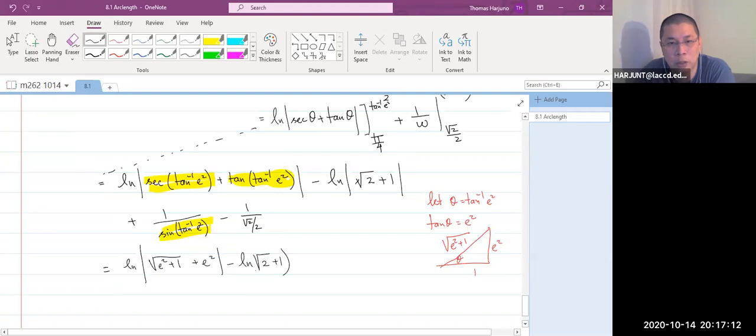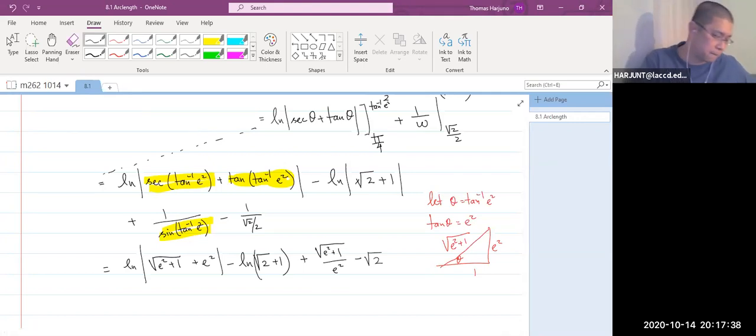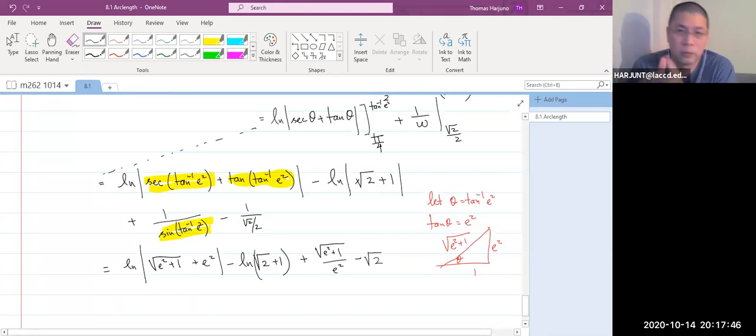I can just use parentheses here because that's a positive number. While the sine of that theta will be square root of e squared plus 1 over e squared plus, I'm sorry, minus square root of. Ugly answer, huh? Ugly answer.